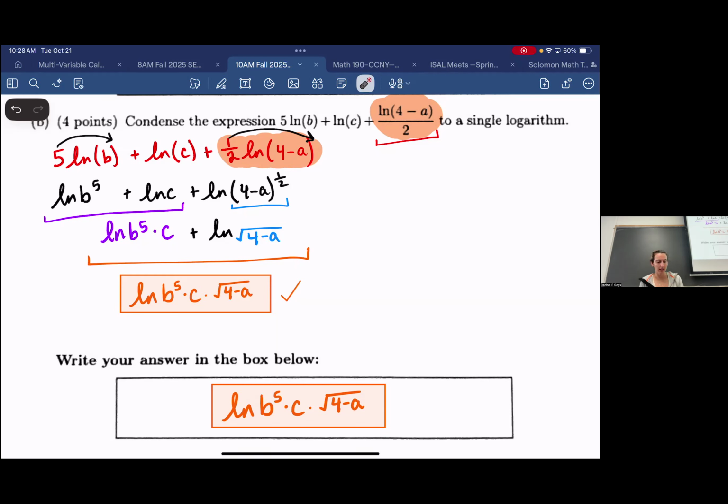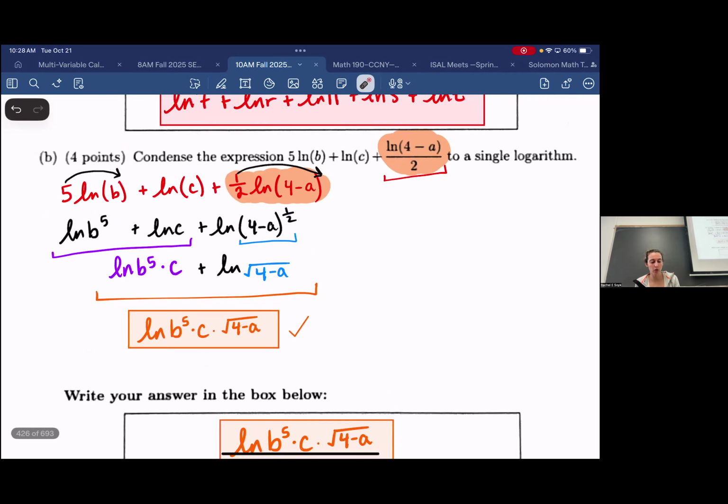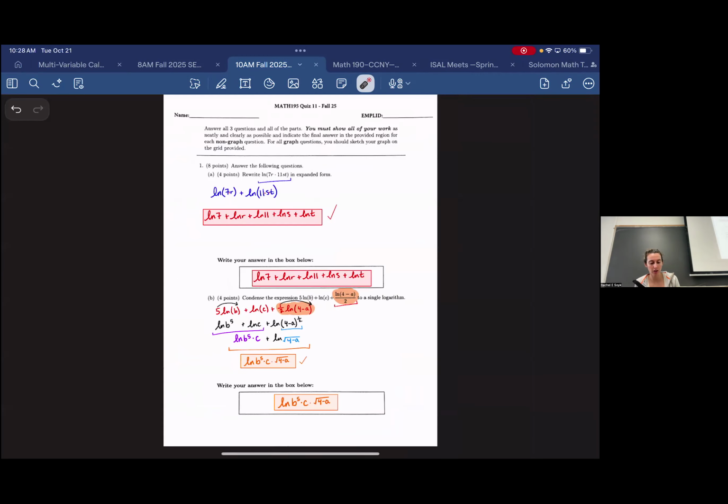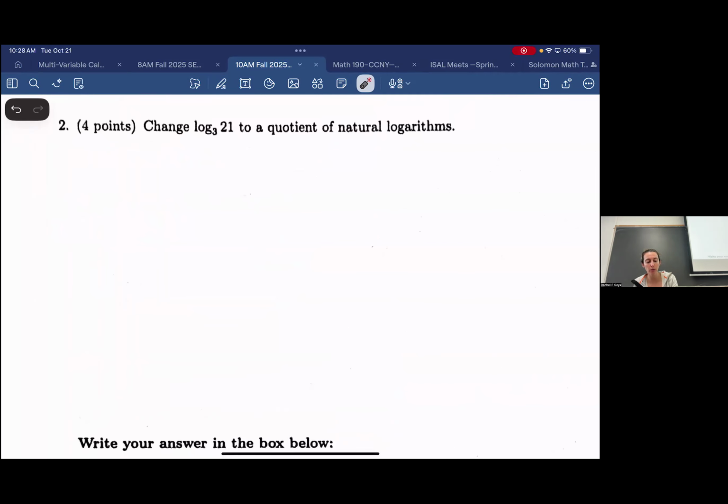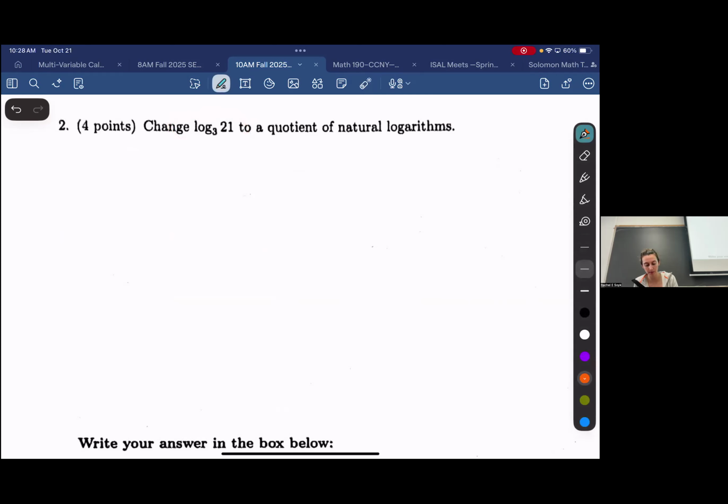Okay. All right, let's move on to the back page, where in question 2, we wanted to utilize our change of base formula. Wow, I really missed teaching on the iPad. You just have so many colors.